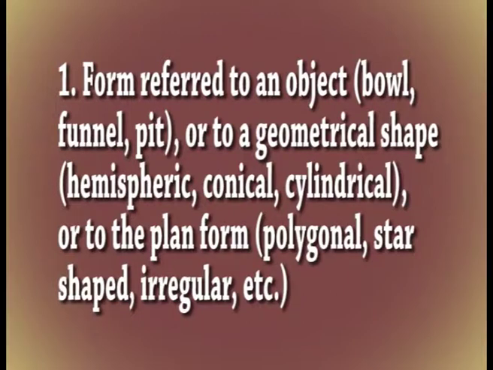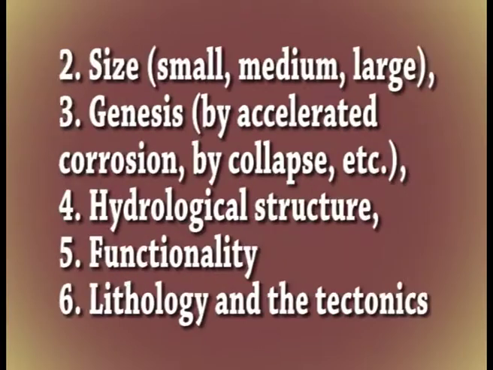Now let us come to the basis for classification of doline structures. Doline structures are classified from different points of view. For example, number one, form referred to an object, bowl, tunnel, pit, or to geometrical shape like hemispheric, conical, cylindrical, or to the plan form, that is polygonal, star-shaped, irregular, etc. Number two is size, that is small, medium, large. Genesis by accelerated corrosion, by collapse, etc. Next is the hydrological structure, then functionality, lithological and tectonics.